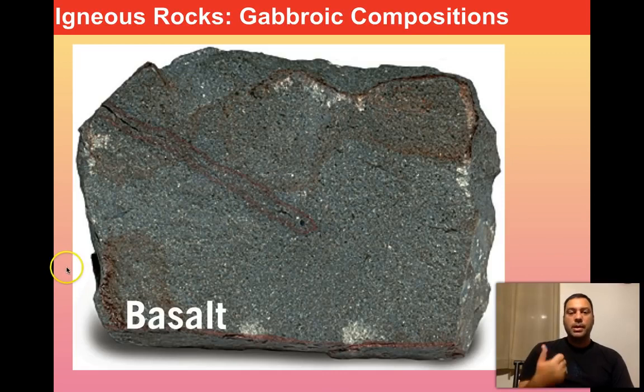So that leads us to basalt. We've gone over granitic compositions. We've gone over andesitic compositions. Now we need to get into gabbroic compositions, of which basalt is the extrusive version of gabbro. So here we see a basalt.